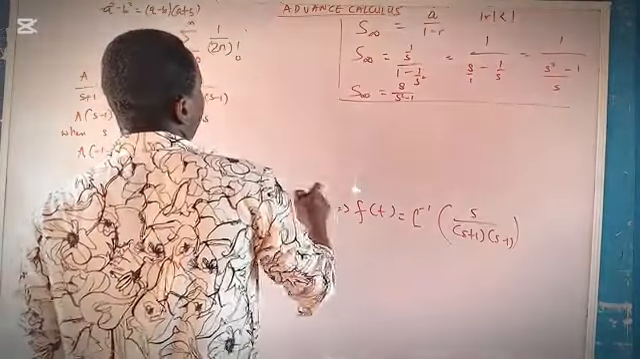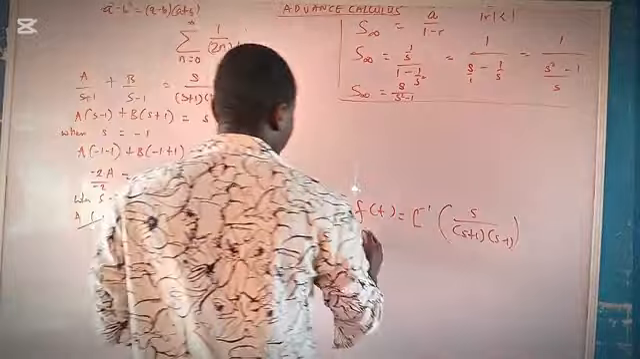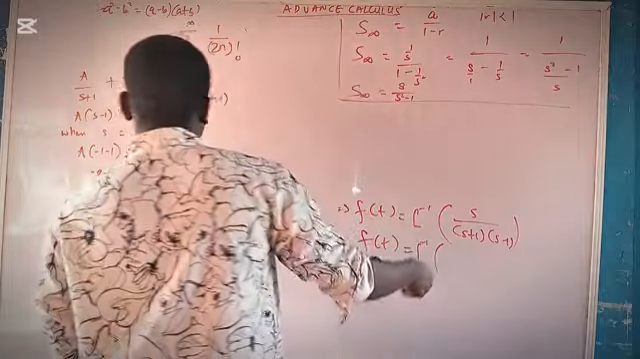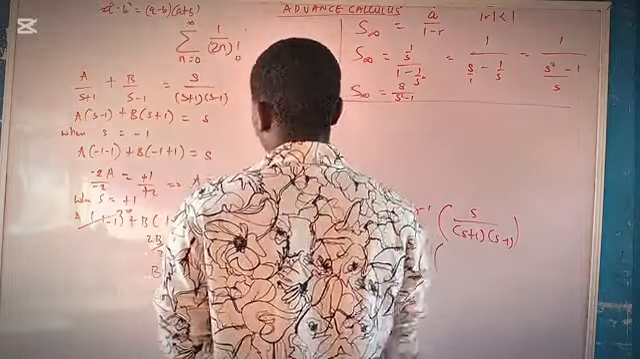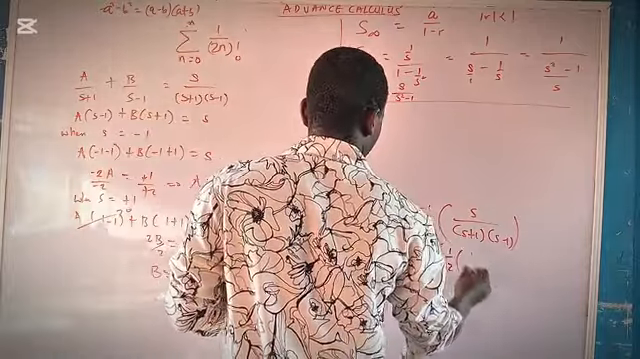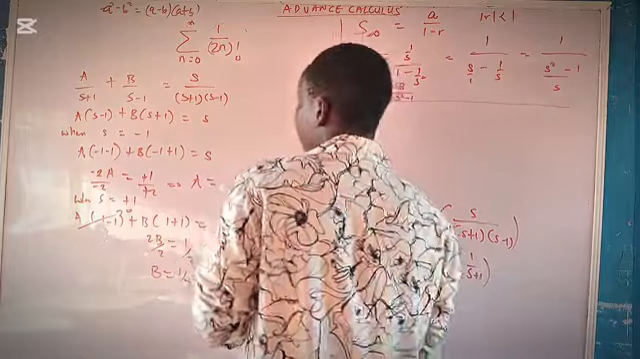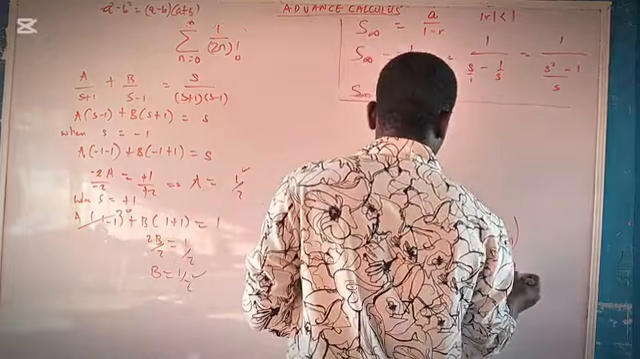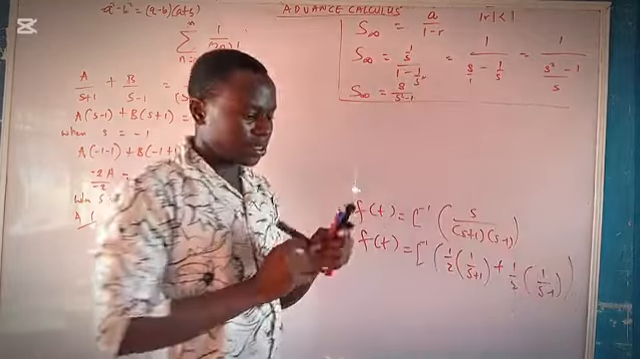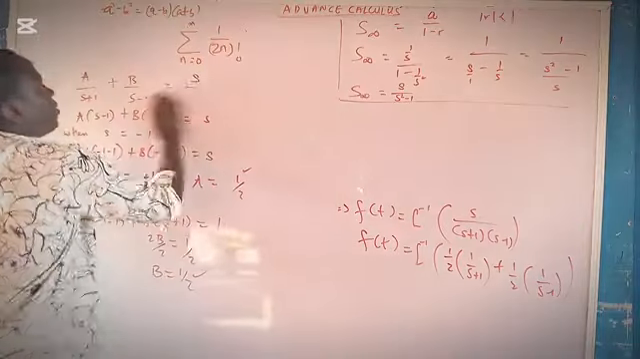So therefore, we have f of t is equal to inverse Laplace of s over s plus 1 s minus 1. So it's subject to a being 1 over 2. So that will be 1 over 2 into bracket 1 over s plus 1. Then b is also 1 over 2, plus 1 over 2 into bracket 1 over s minus 1. So that is cool. Okay, so let me clean all this.